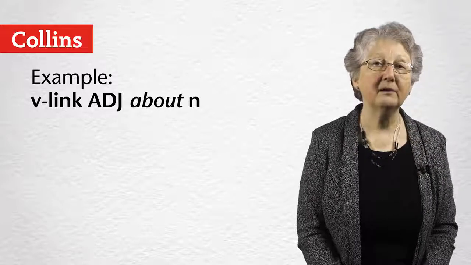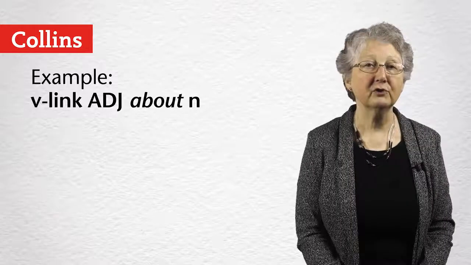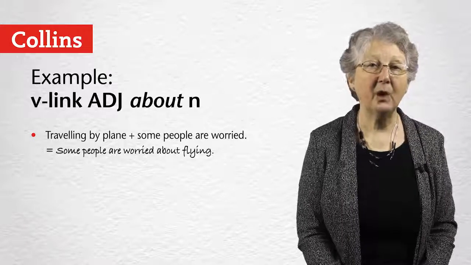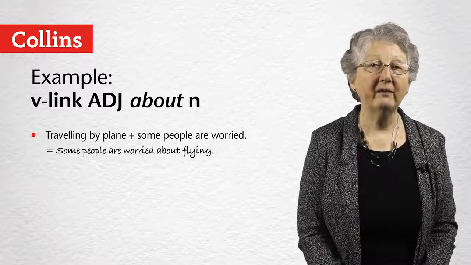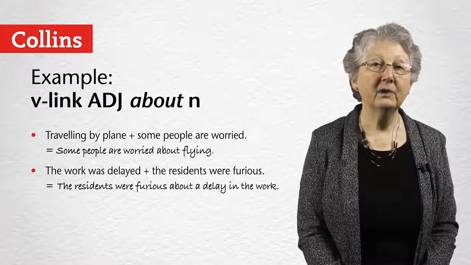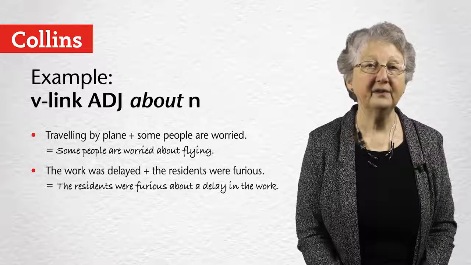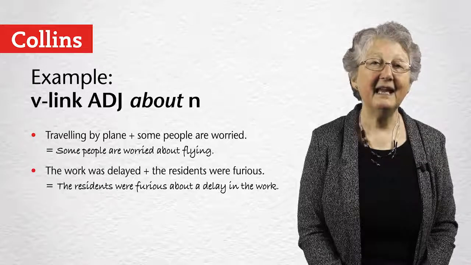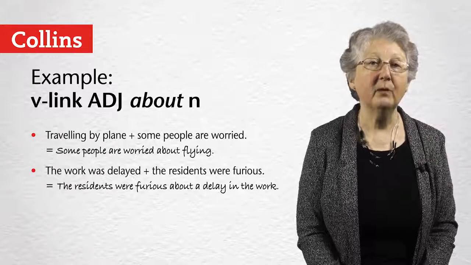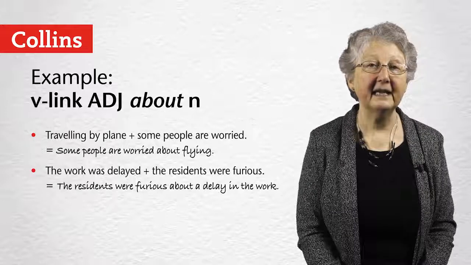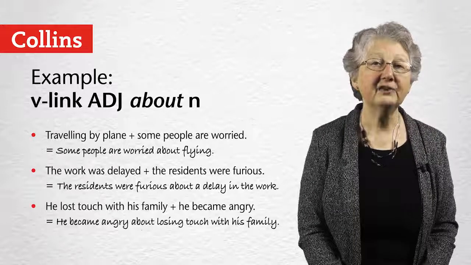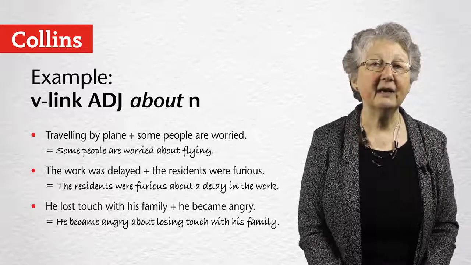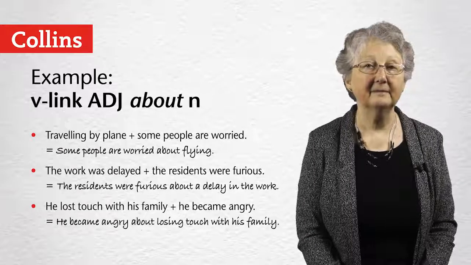The next set of examples uses adjectives about different emotions. The first one is travelling by plane, and some people are worried. Some people are worried about flying. The work was delayed and the residents were furious. The residents were furious about a delay in the work. Here again, the learner has had to change the verb, was delayed, into a noun, a delay in the work. And he lost touch with his family and he became angry. He became angry about losing touch with his family.